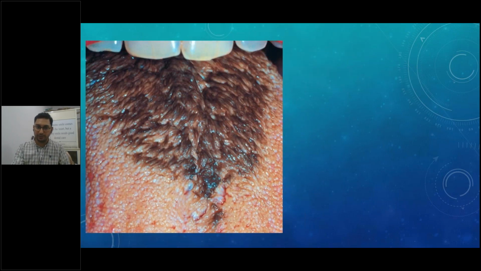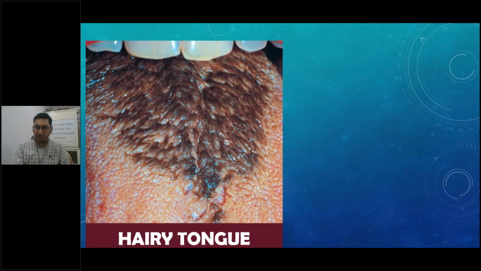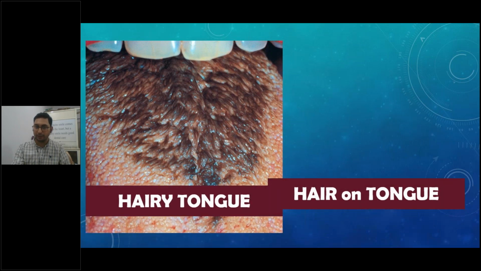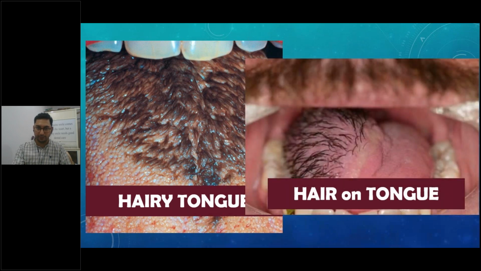Now I'll show you another, contrasting image, but that is hair on tongue, not hairy tongue. It is hair on tongue. See, this is actual hair. This is not proliferation of filiform papilla. Now, why such an appearance on the tongue?